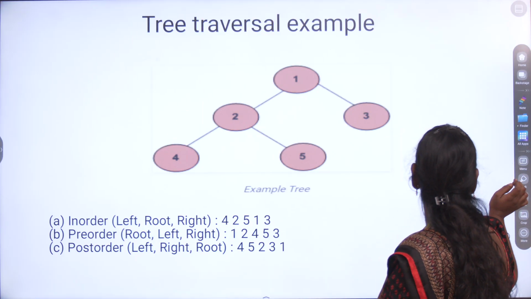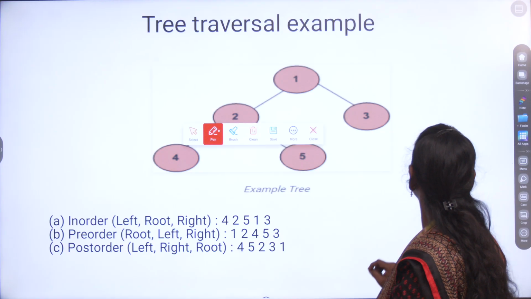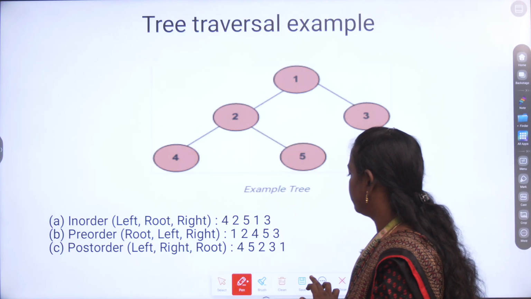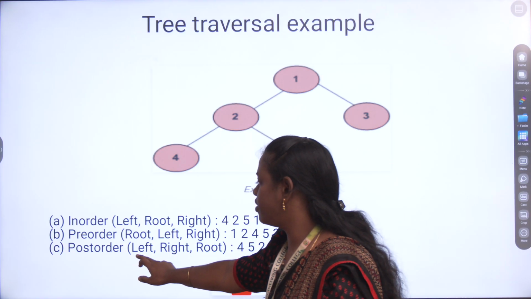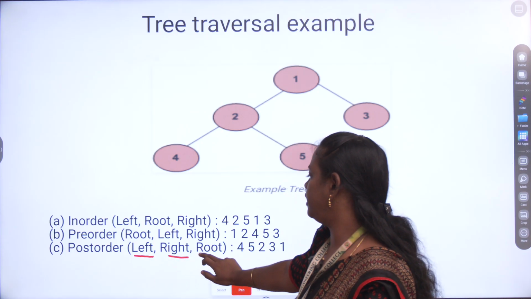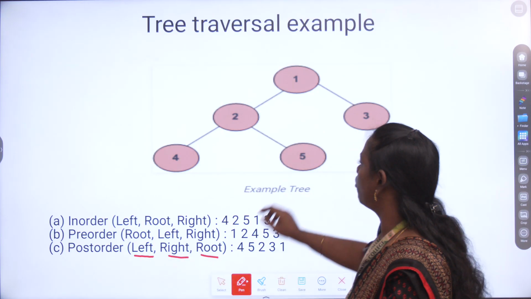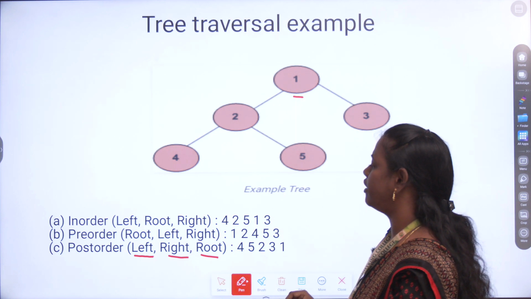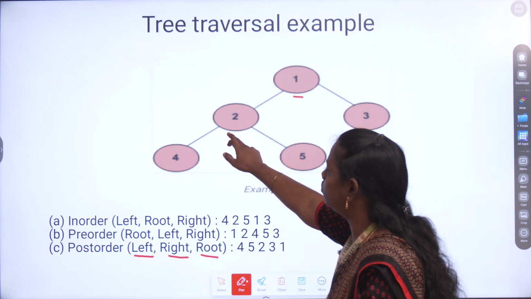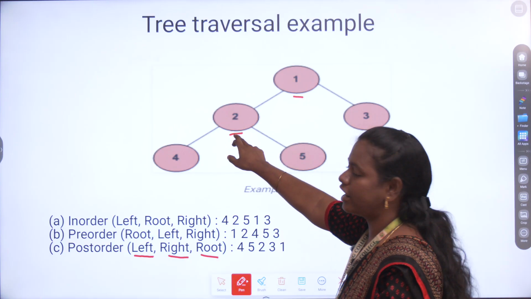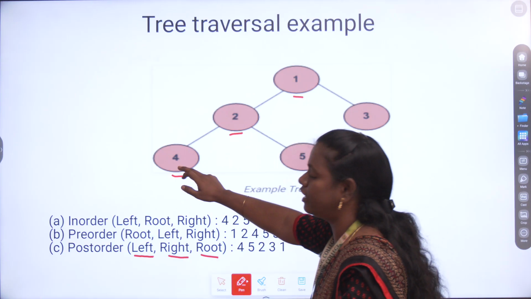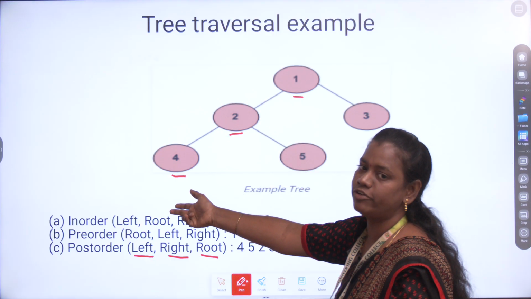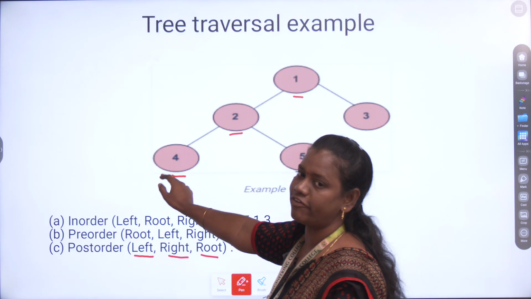And then next is post-order. In post-order, your formula is first we need to visit left, right, root. Okay, this is your format. So first I am going to start from the root node. First I need to visit the left node, so I move to the left side. For this node, again I need to move to the left side. So like in-order, you need to focus on the leftmost node. Now I have reached the leftmost node.